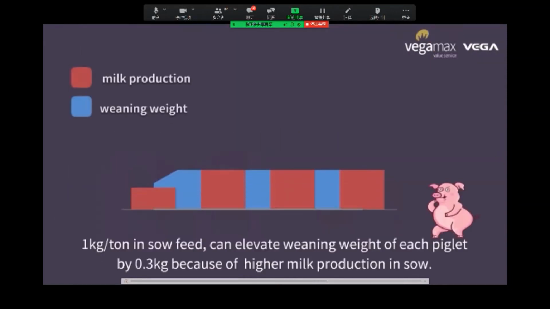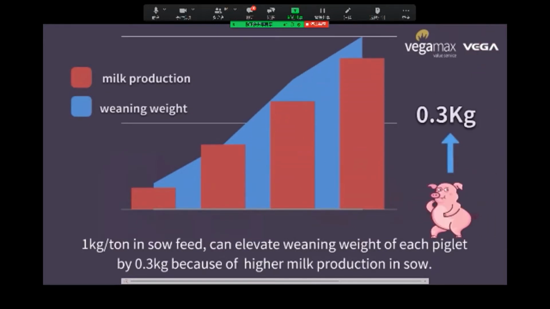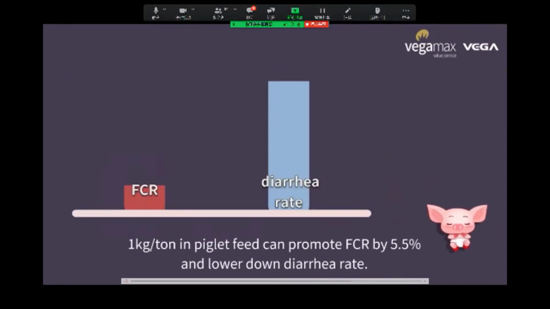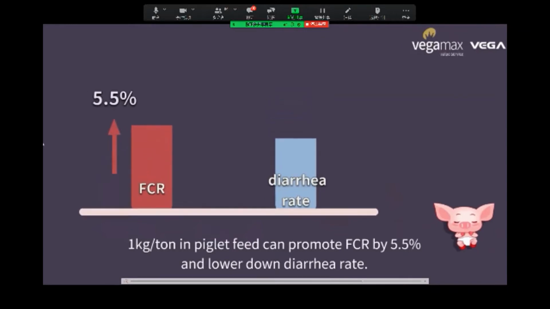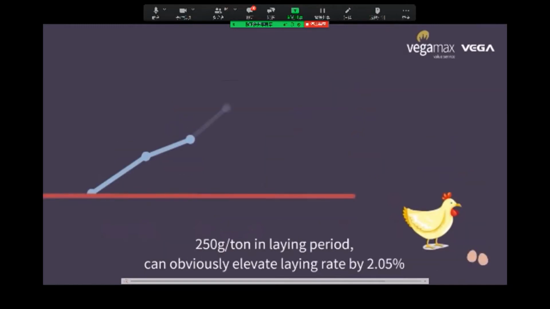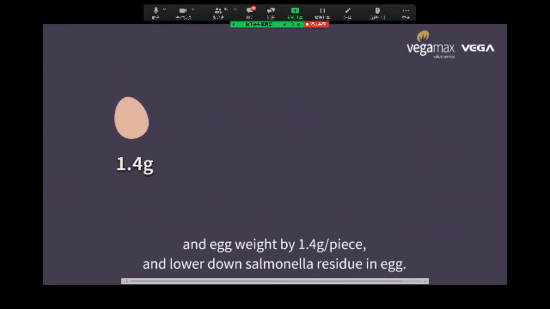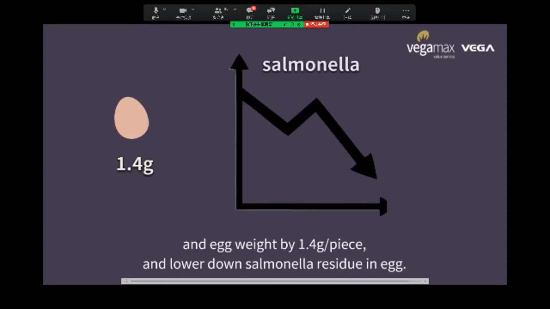1 kilogram per ton in sow feed can elevate the weaning weight of each piglet by 0.3 kilograms because of higher milk production in the sow. 1 kilogram per ton in piglet feed can improve FCR by 5.5% and lower the diarrhea rate. 300 grams per ton in broiler feed can act as a partial antibiotic substitute to reach satisfactory production. 250 grams per ton in the laying period can obviously elevate laying rate by 2.05% and egg weight by 1/4 g per piece, and lower salmonella residue in eggs.